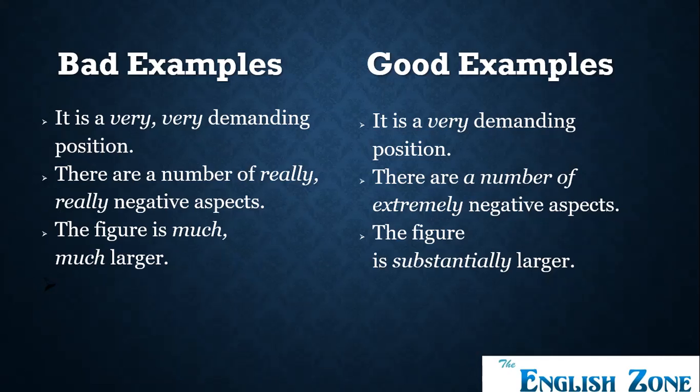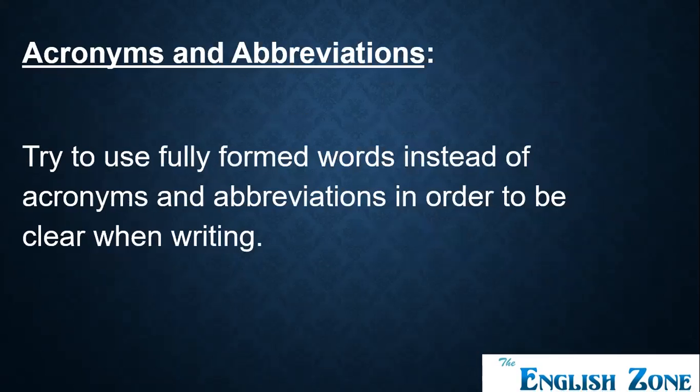The second one: "There are a number of really, really negative aspects." Better: "There are a number of extremely negative aspects." "The figure is much, much larger." Better: "The figure is substantially larger." So I hope you are clear with that. Let's move to the next part.